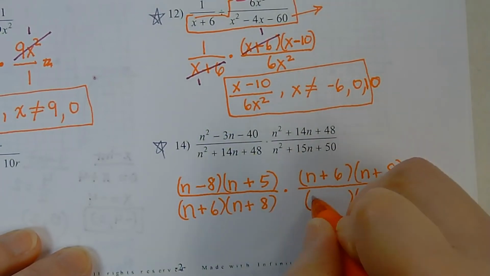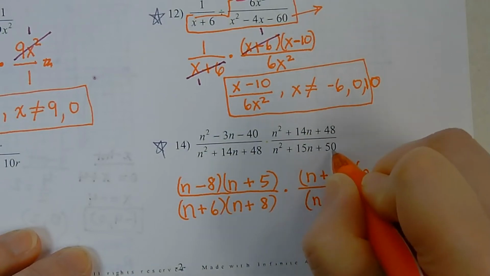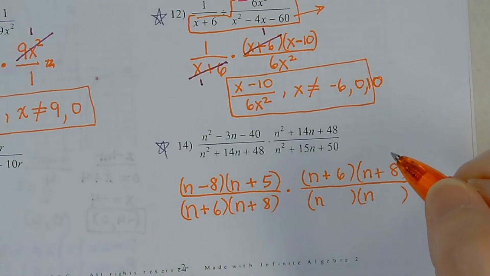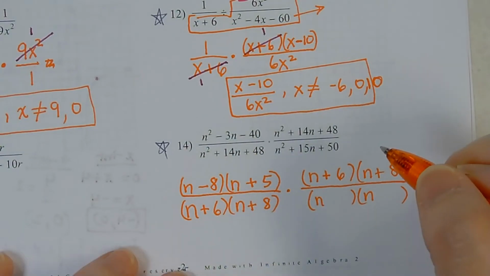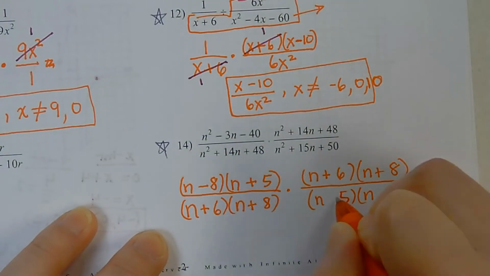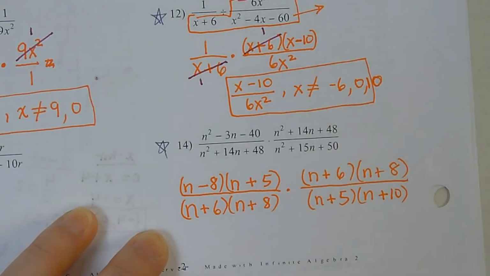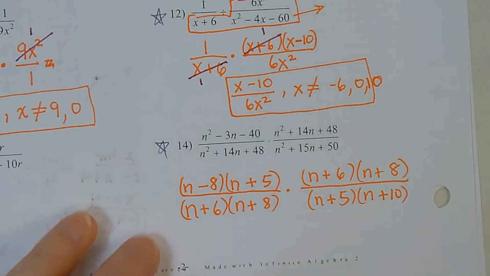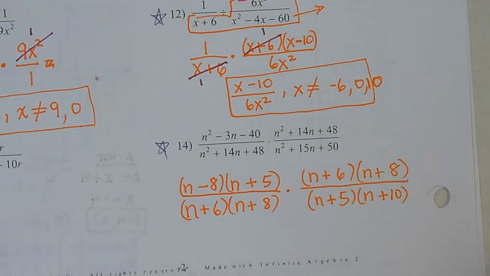And then the bottom one is going to be n's, two numbers that multiply to 50 and add up to 15. 2 and 25 is not going to work. 5 and 10. 5 and 10 will work. So there we go. 5 times 10 is 50. 5 plus 10 is 15. Happy days.